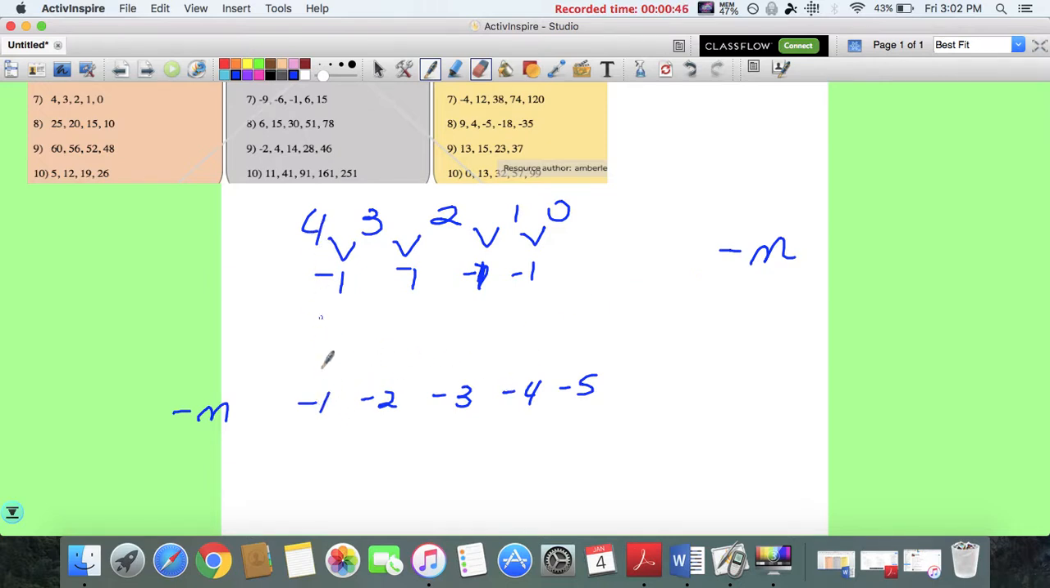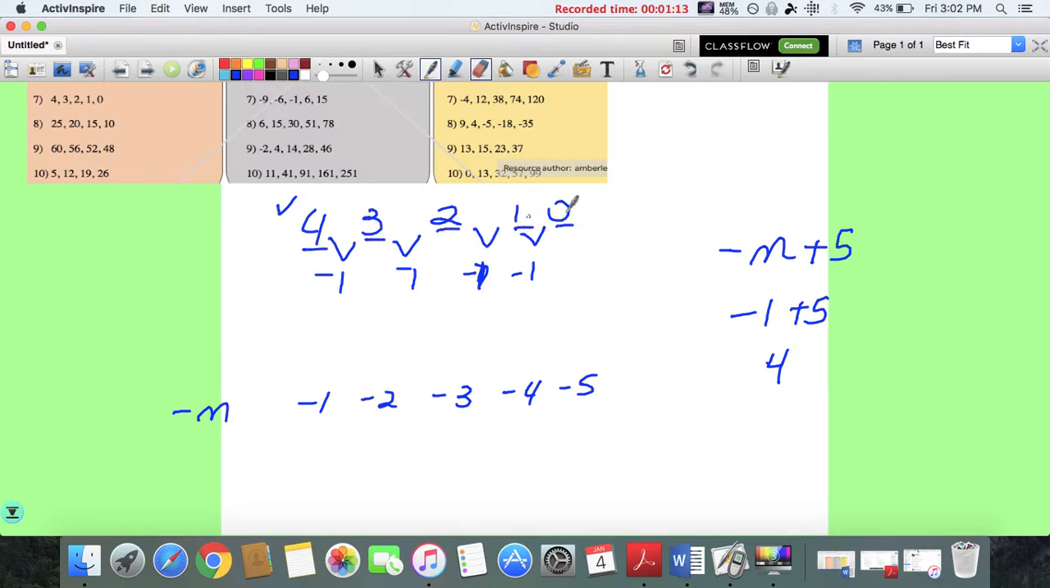So it's a -n sequence, and how does -1 become a 4? Or how does -2 become a 3? Or how does -3 become a 2? It's going to be plus something, and that's going to be plus 5. Well, let's see if it works. So when n equals 1, it's -1 plus 5, and -1 plus 5 is 4. Check.